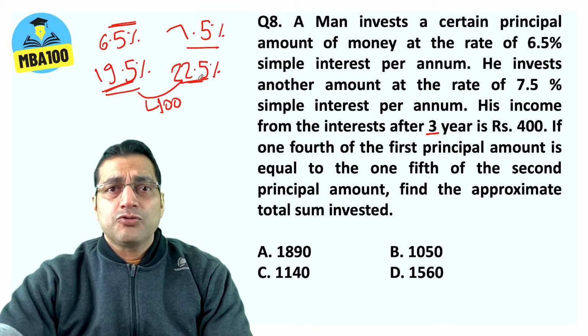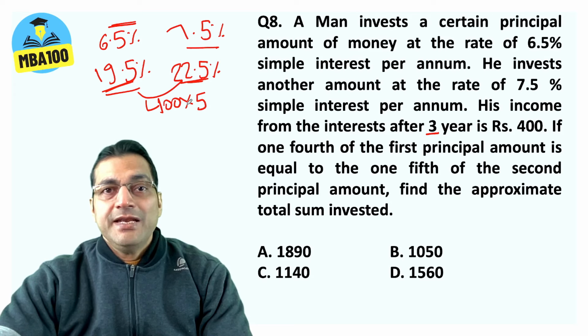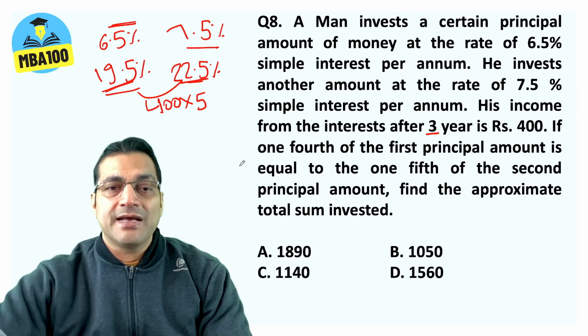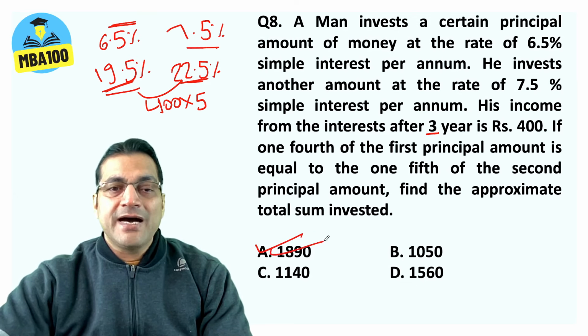This also is very close to 1 by 5. This is not very far. So the principal must be very close to 400 into 5. So no calculations, nothing. Luckily, there is only one option that is close to 2000, and that is 1890.